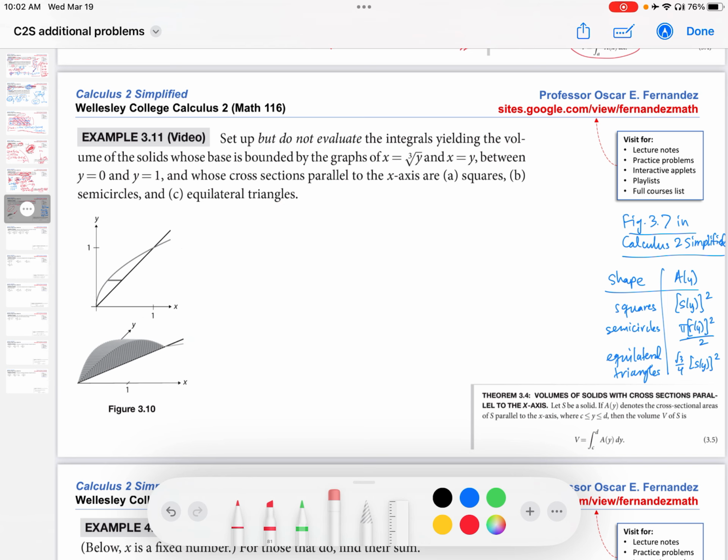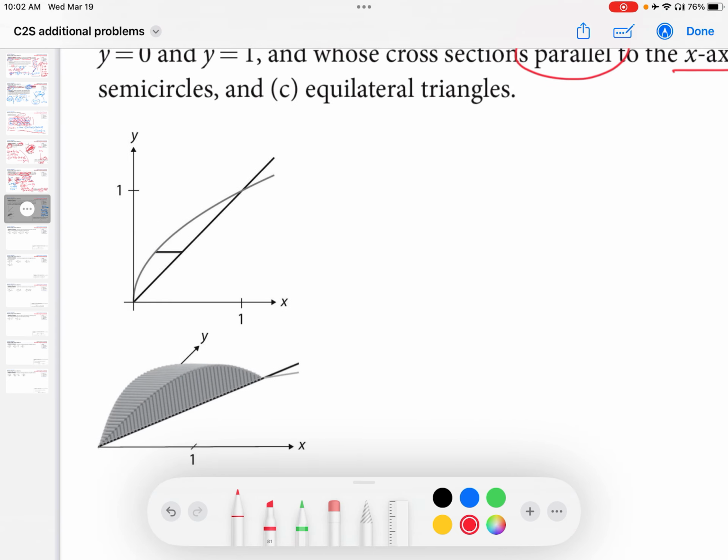The first thing to know is that because we're going with cross sections parallel to the x-axis, if I zoom in here, all of the infinitesimal rectangles that are going to form the base of these cross sections are horizontal. They're not vertical infinitesimal rectangles, like would be the case for cross sections perpendicular to the x-axis. So these infinitesimal rectangles are parallel to the x-axis.